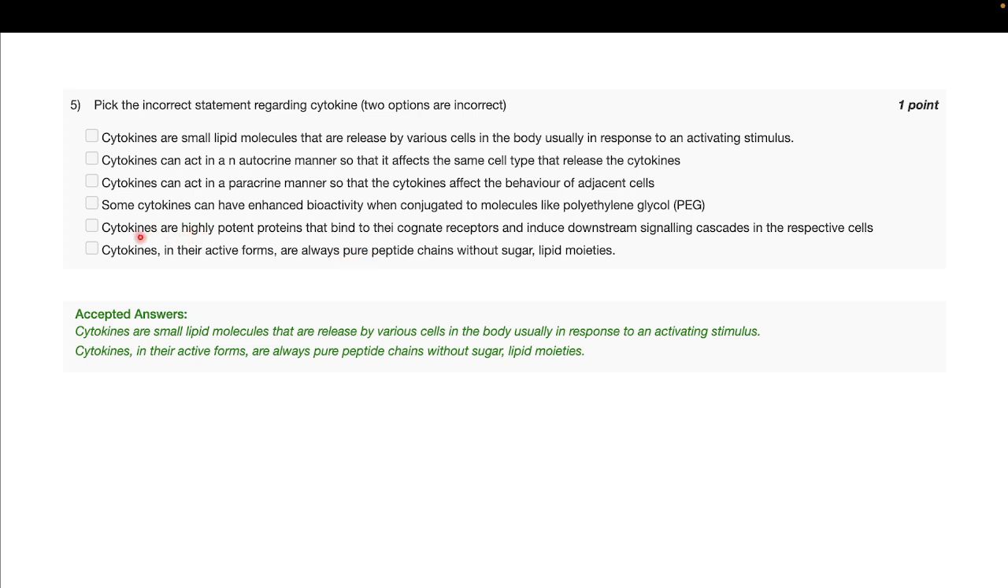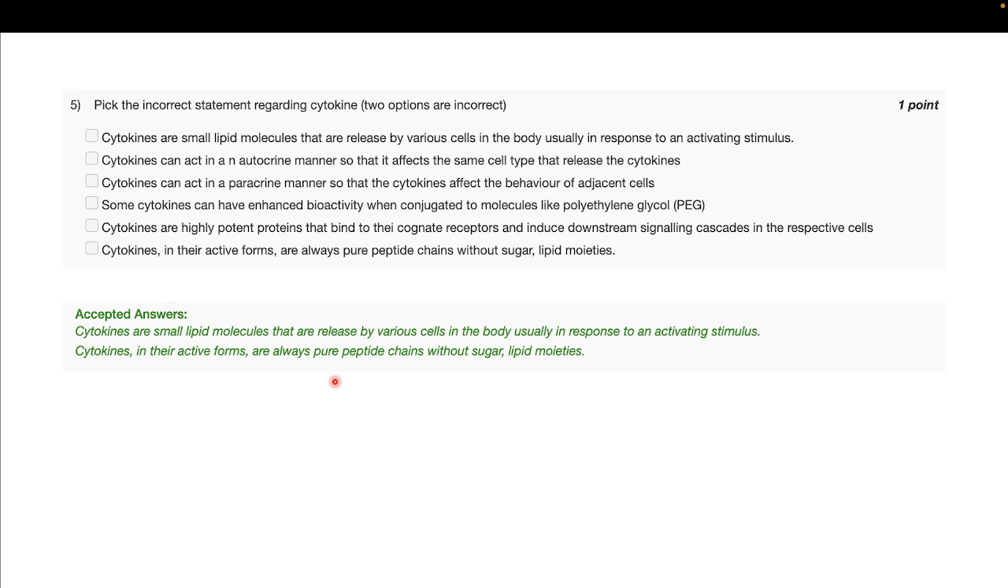This is also possible. Cytokines are highly potent proteins that bind to their cognate receptors and induce downstream signaling cascades in the respective cells. That is basically the function of cytokines. So the incorrect part is they're small lipid molecules and they're pure peptide chains. These two options are incorrect. Is this clear?